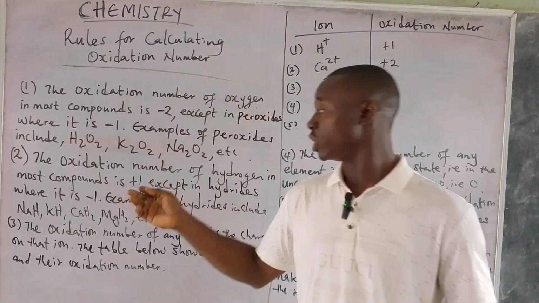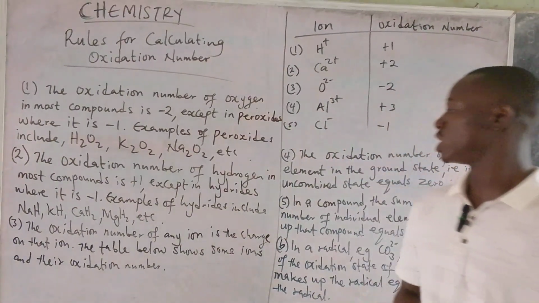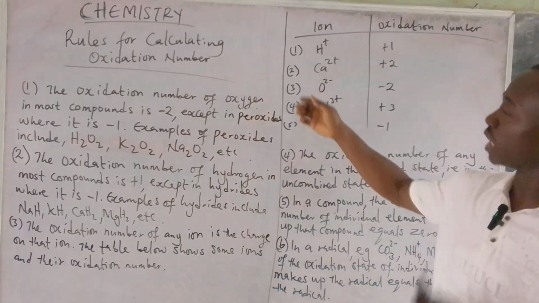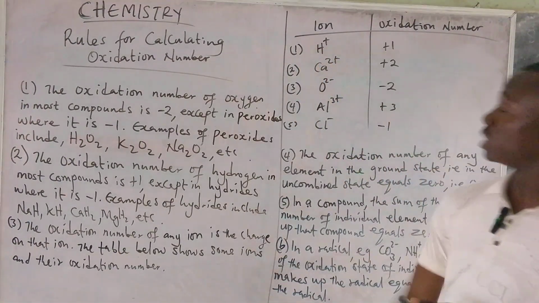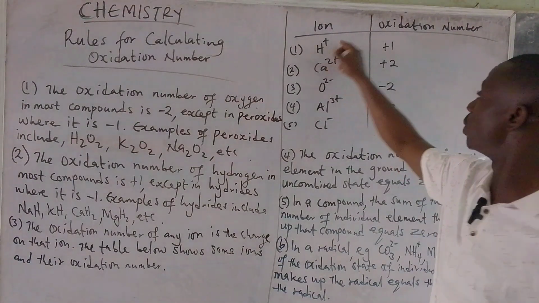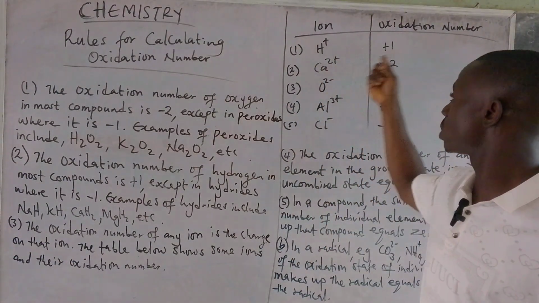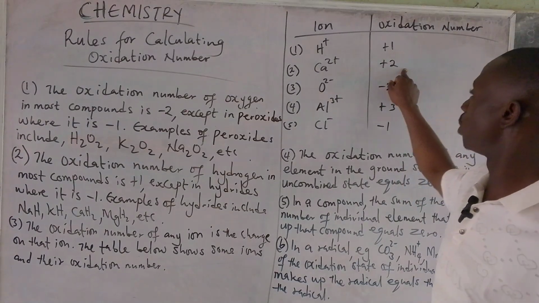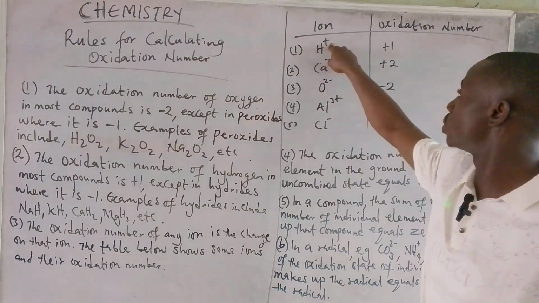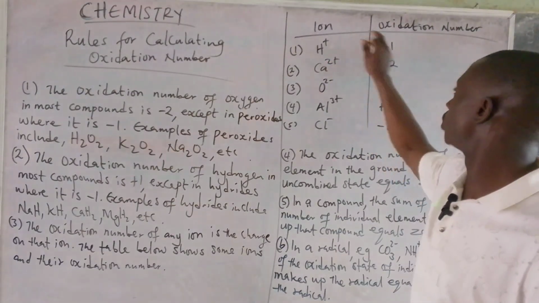Number 3 says the oxidation number of any ion is equal to the charge on that ion. Then I showed you some examples on the table we have here. You can see this hydrogen ion. The oxidation number of hydrogen ion is +1. Then this is calcium ion, Ca2+. The oxidation number is +2. So the oxidation number is the charge on them. The charge on hydrogen ion is plus, so this plus means ordinary plus 1.